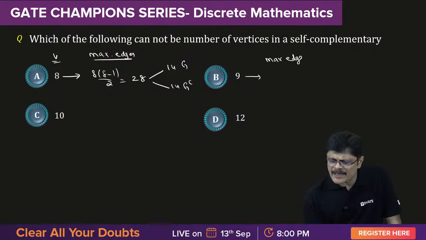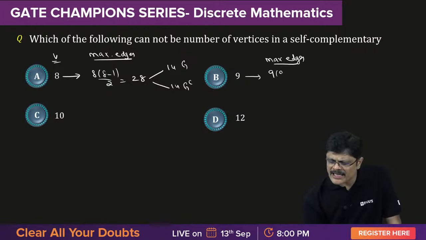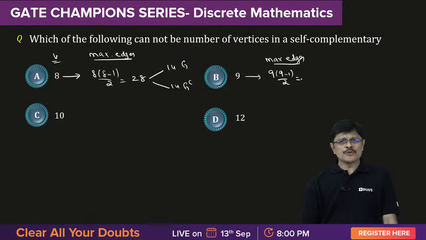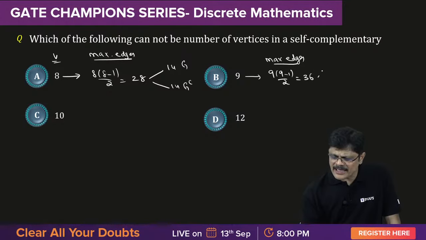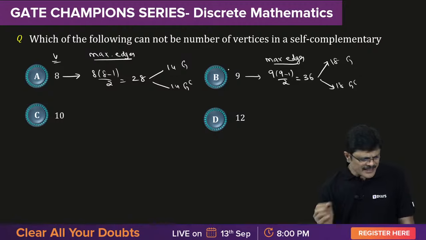With 9, what would the maximum edges be, sir? 9 into 9 minus 1 by 2, so 8 by 2 is 4, 9 fours are 36. Even 36 I can divide into 2 parts: 18 for the graph and 18 for its complement. With 9, someone said that is the wrong answer.